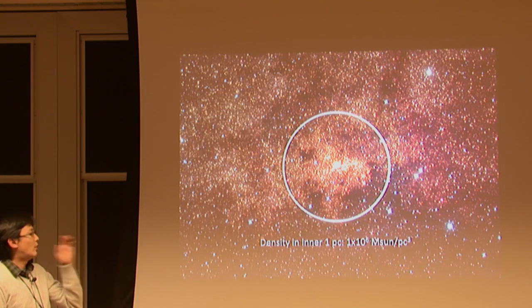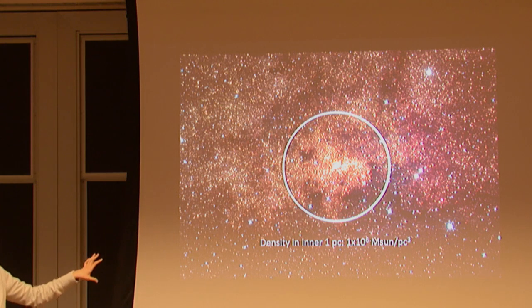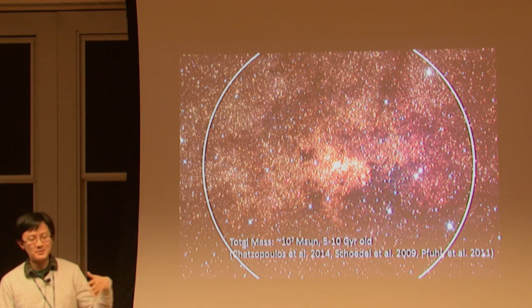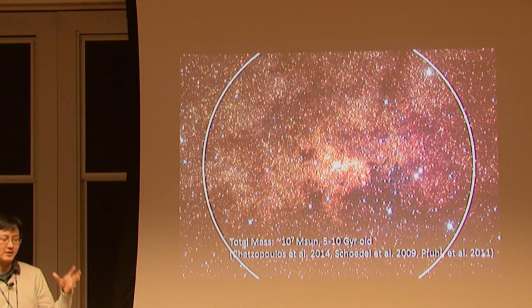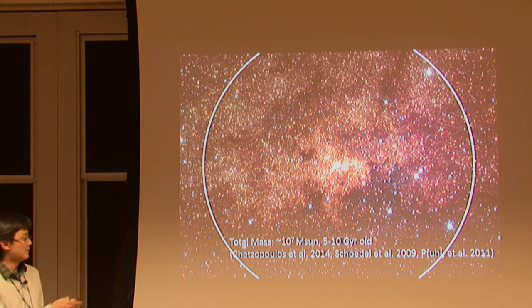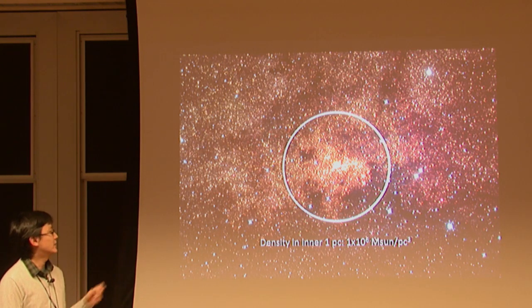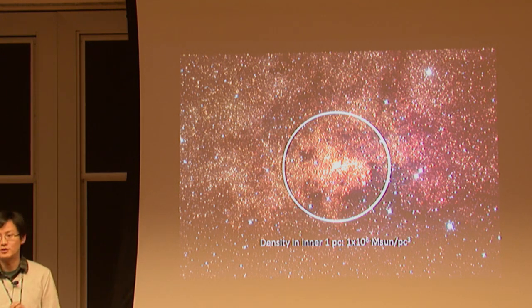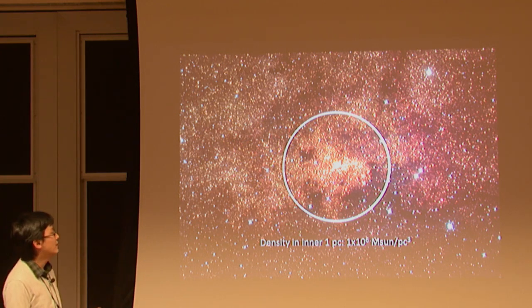In the inner 1 parsec or so, the stellar density is very high. The age comes from modeling the isochrones of the red giants, essentially. I was the one who got this age. The person who got the age is right there. Okay. So the inner central parsec has basically 1 million solar masses per cubic parsec. So this is basically the most dense region in the Milky Way.